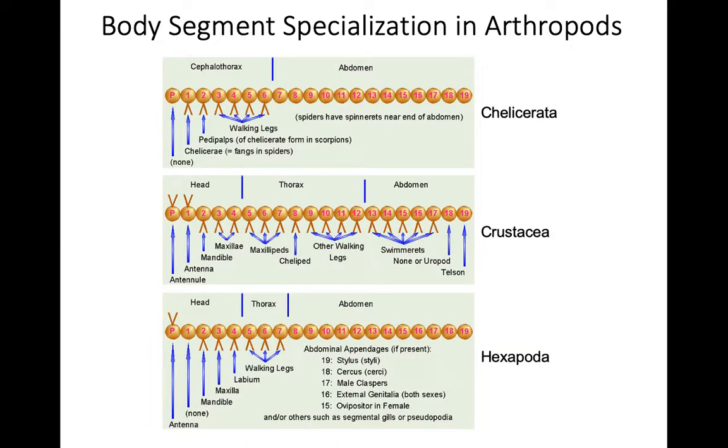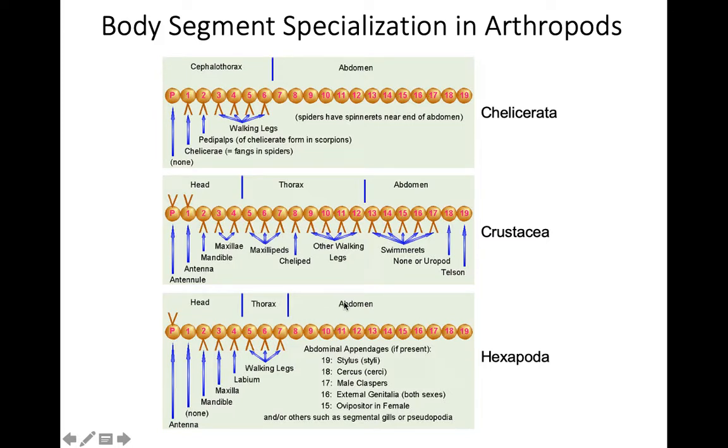So these different groups of arthropods have undergone tagmosis in somewhat different ways. Again, you don't need to know the details of this, but for example, in hexapods and insects, we have three main body regions: the head, the thorax, and the abdomen. And these body segments up here have all been fused together into the head. These three here fused into the thorax, and these here fused into the abdomen.